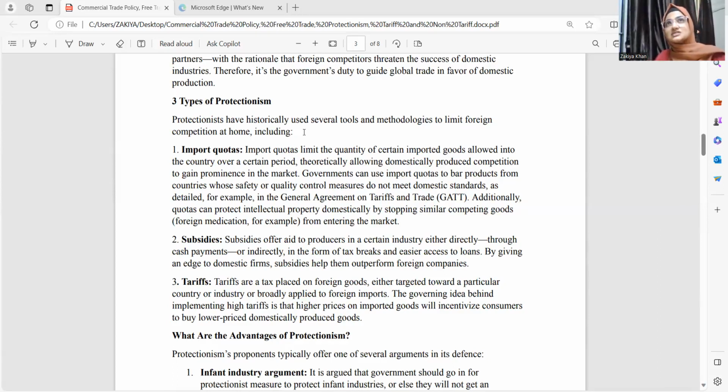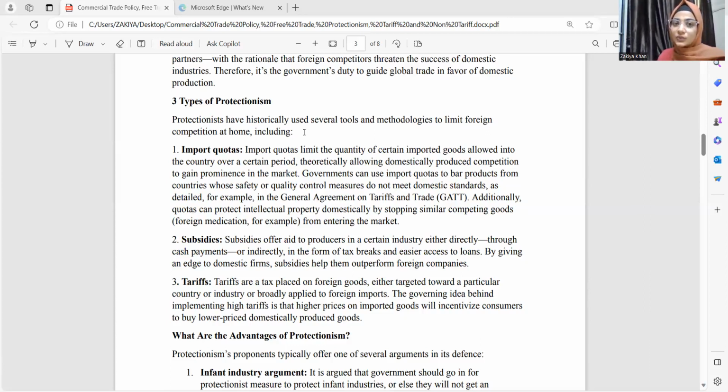The third methodology used for protectionism is tariffs. Tariffs are nothing but taxes which are placed solely on foreign goods. That is a kind of discrimination done by the government to incentivize the consumers. Let's go back to the example of butter from Switzerland. If the country wants to discourage the consumption of butter, what will it do? It will levy tariffs or taxes on that brand.